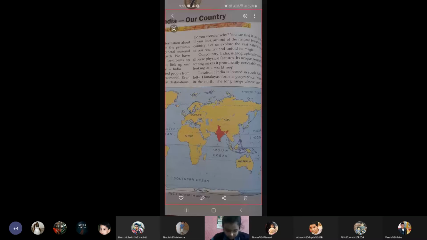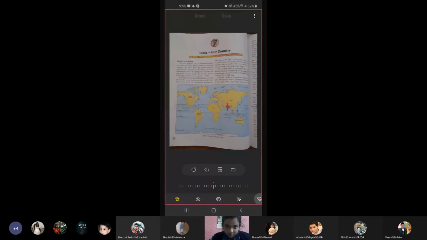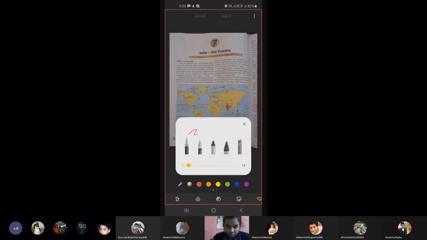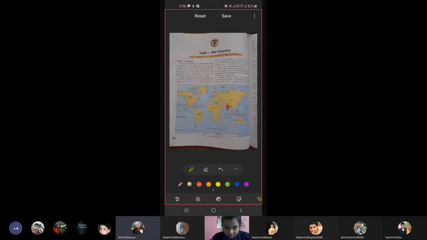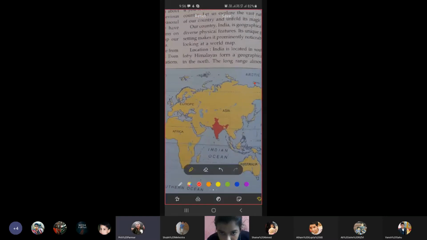Now, if this whole part is Asia, you know the continent Asia, you know where Asia is. If this is Asia, then in the south is India. The lofty Himalayas form a geographical boundary in the north. Now, here are the Himalayas. So they form a boundary on the northern side.